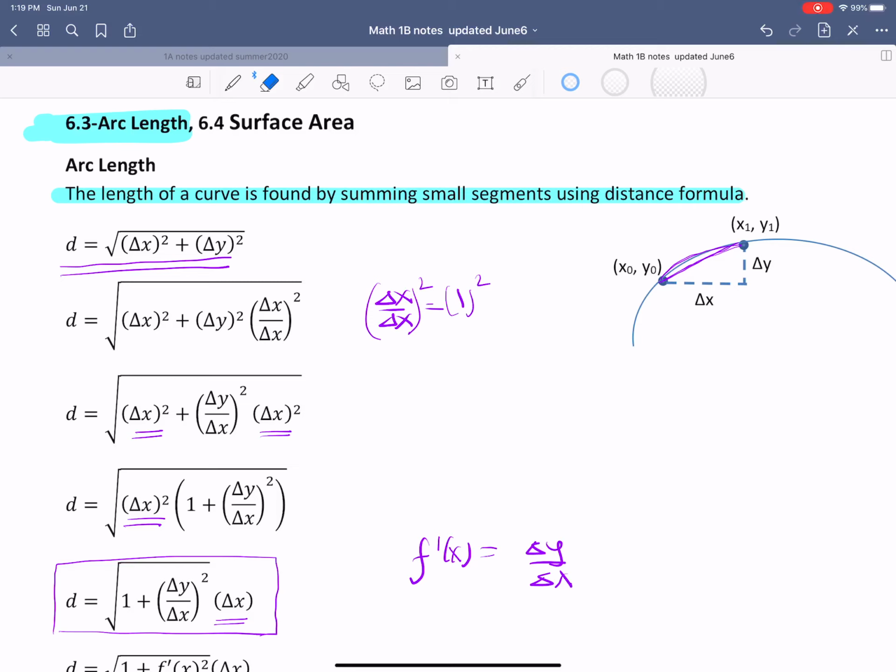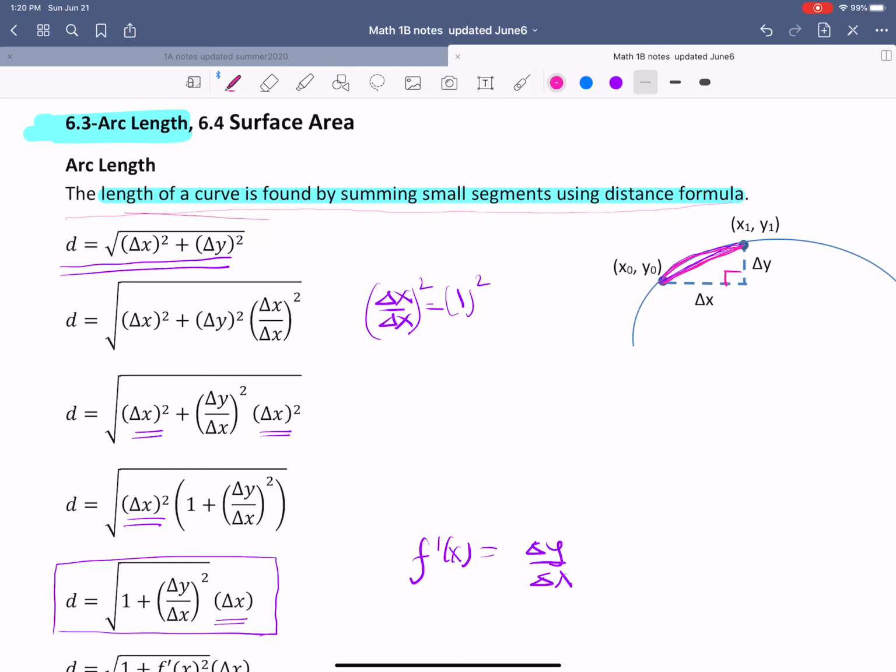In this video, we are going to look at arc length as an application of definite integral. The arc length, the length of a curve, is found by summing small segments using the distance formula. So if we think about very small delta x and delta y, infinitesimally small distances, and use the Pythagorean theorem, we can estimate the curved distance by using the hypotenuse of the right triangle here.